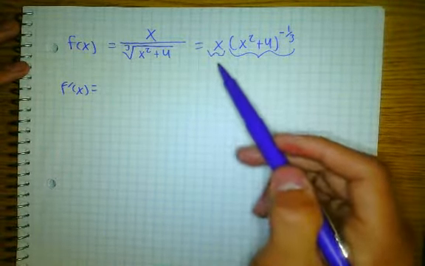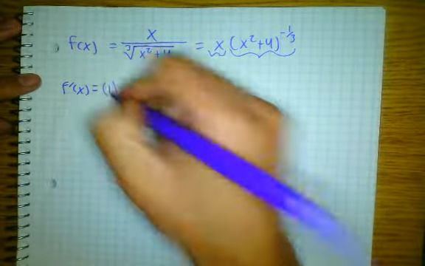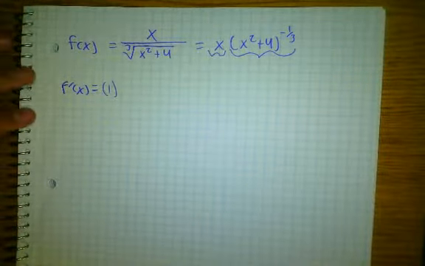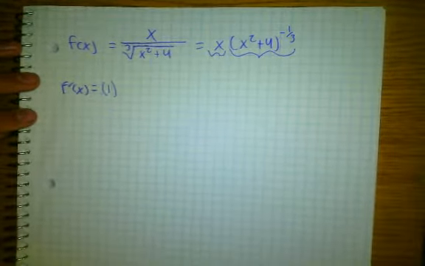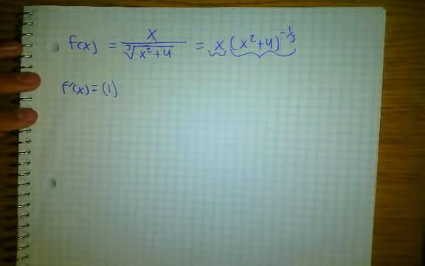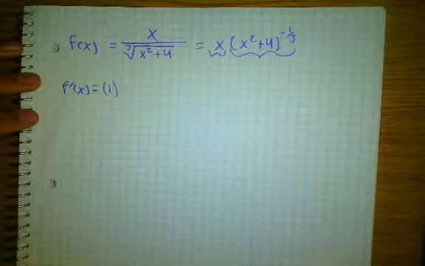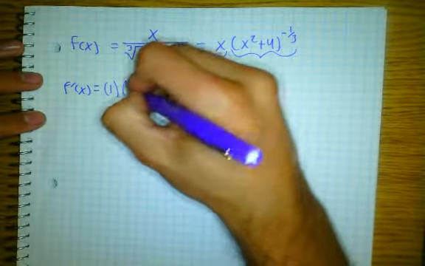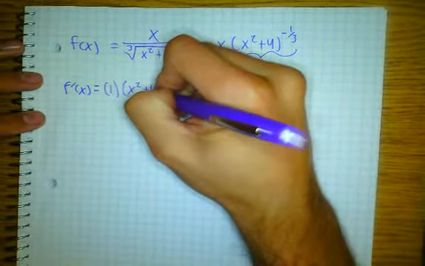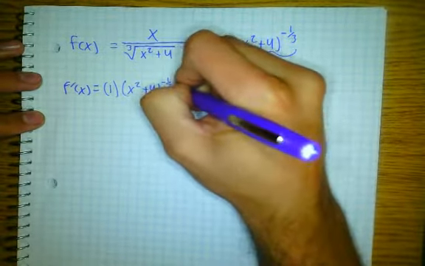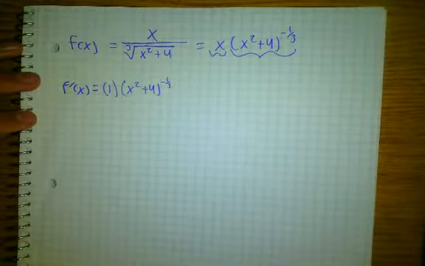Alright? So what's the derivative of x? 1. Times what? Whatever you have there, agreed? That's what the product rule says, right? Derivative of the first one times just the second one. So, (x squared plus 4) to the negative 1/3 power, right? That's half of the product rule.